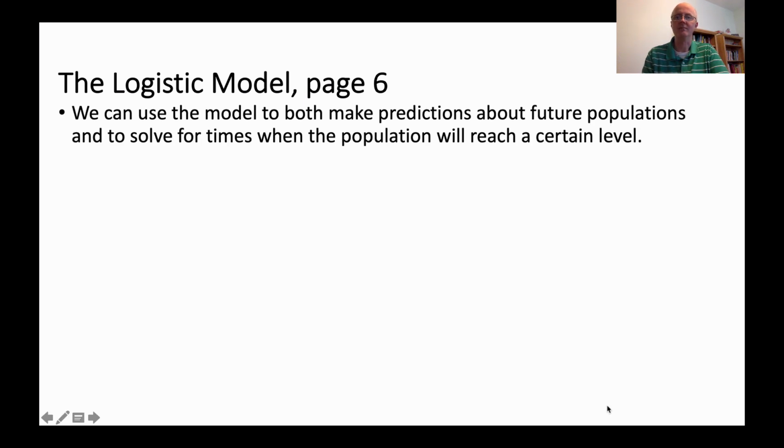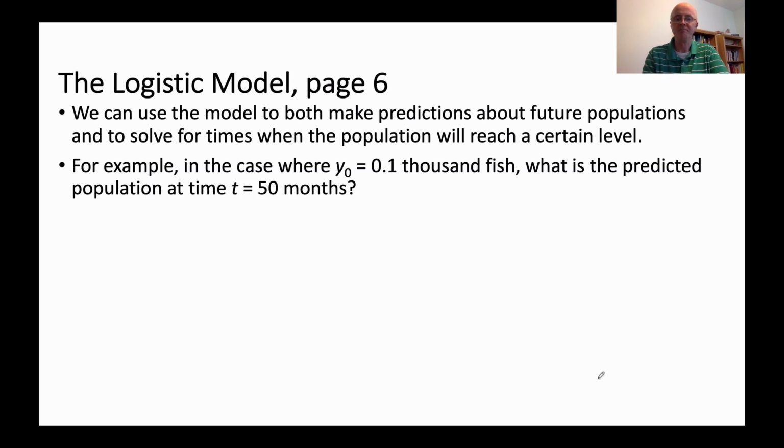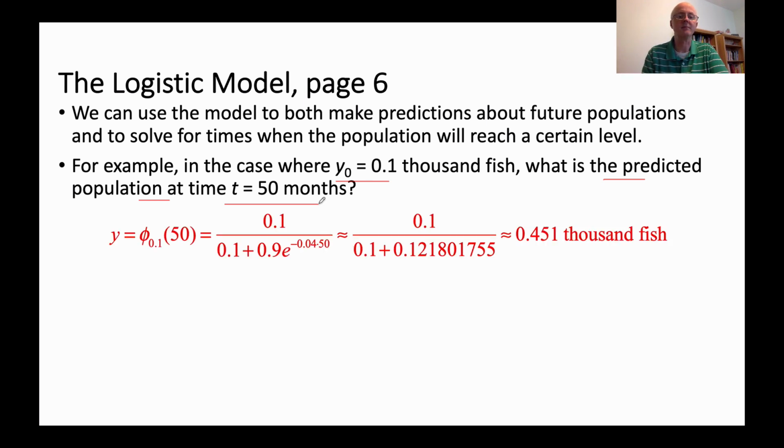We can use this model now to both make predictions about future populations and to solve for times when the population will reach a certain level. So for example, once again in the case where our initial condition is y0 equals 0.1 thousand fish, what is the predicted population 50 months in the future? How do you solve it? Just plug t equals 50 into the formula.